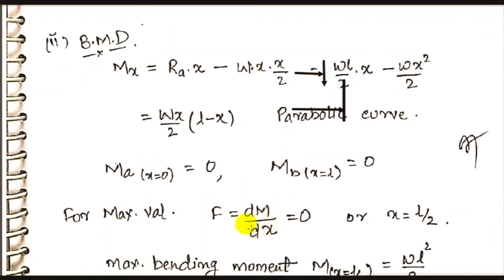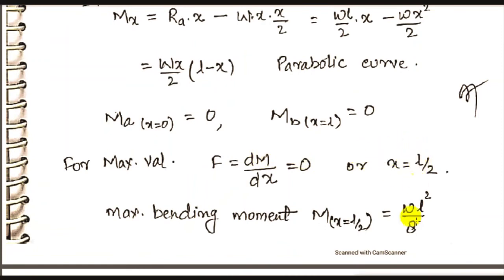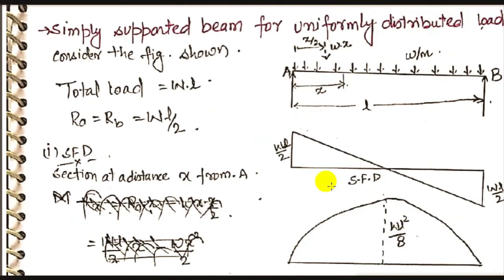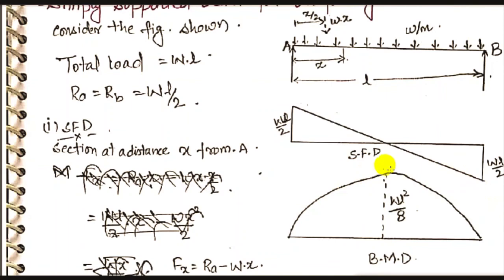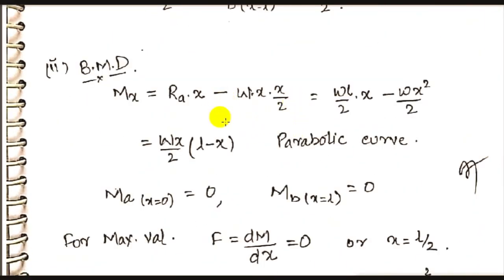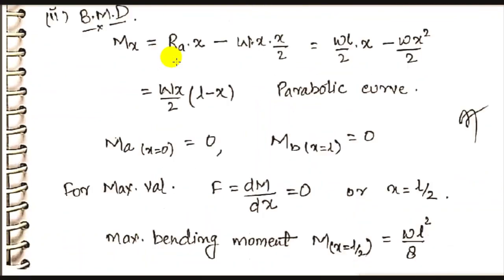Maximum bending moment you can find by differentiating this equation. On differentiating, you will get the maximum bending moment will lie at L by 2, and on putting the value L by 2, it is WL square by 8. Also we considered in the previous problem that maximum bending moment lies where the shear force is 0. So this is all about simply supported beam.